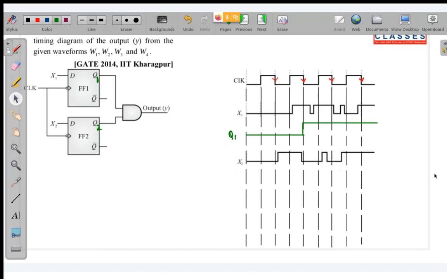Okay, so this is my X2. Now for X2, I have to calculate Q2. So this is also negative edge triggered. So I have to calculate the output Q2. So you can see over here that at the negative edge, up to this point it is 0. And in the next negative edge here also it is 0. So it will stay at 0. In the next negative edge over here, this is still 0. So this will remain at 0. In the next negative edge, this is again 0. What is happening? So everywhere it is 0 only.